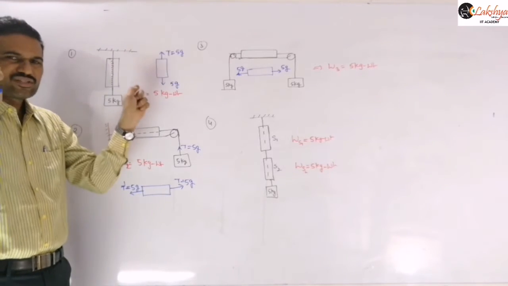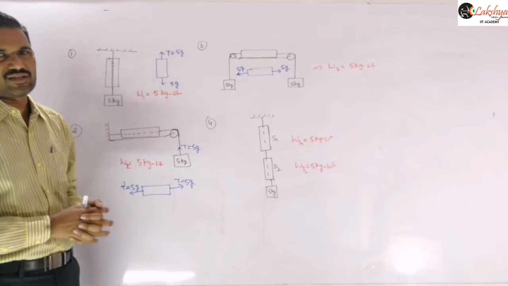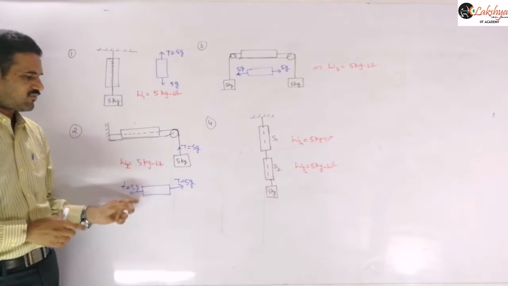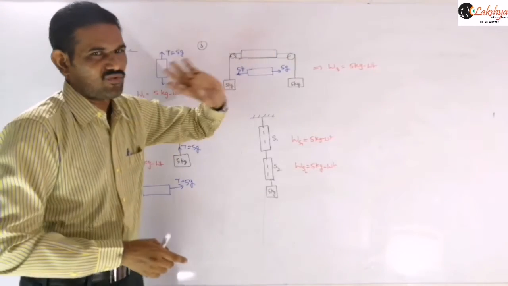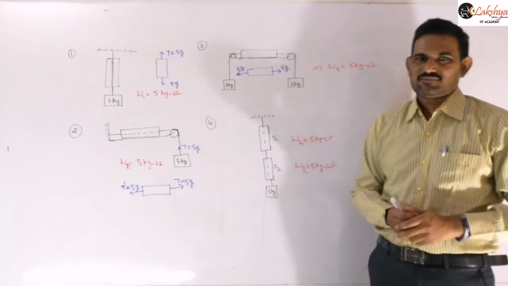So that means the force at both ends of the spring will be in opposite directions, equal in magnitude and opposite in direction, right? So that is nothing but 5g and 5g, and here also 5g and 5g, right? Then the reading of this spring balance is noted as 5g.